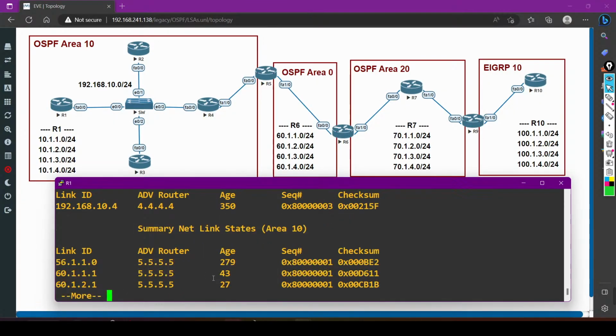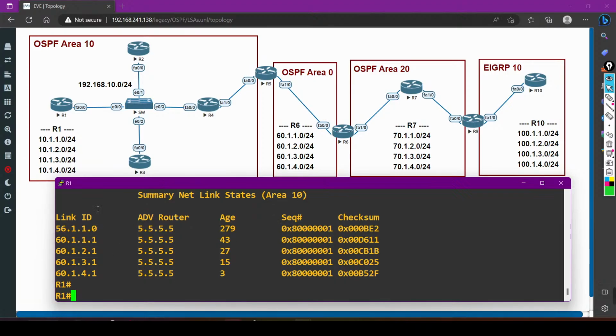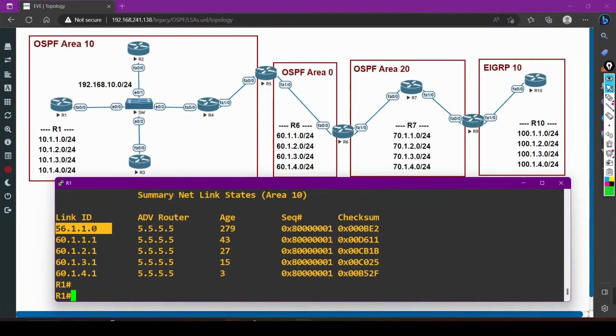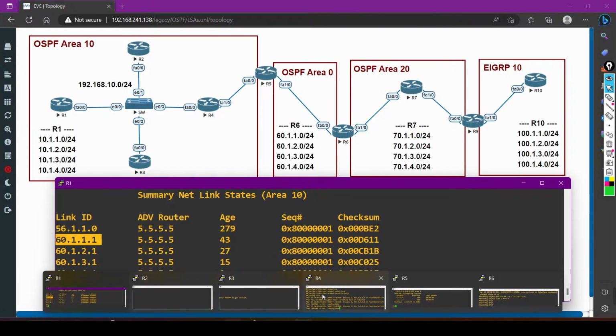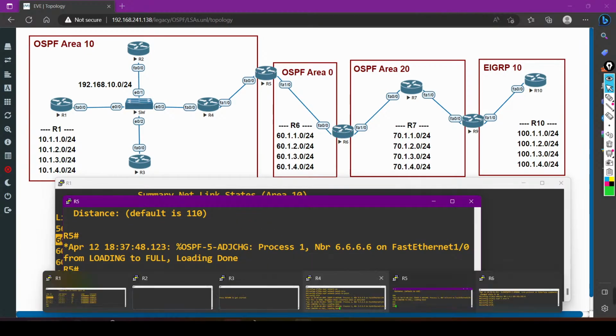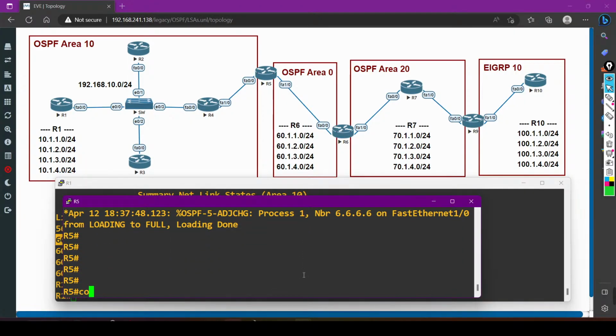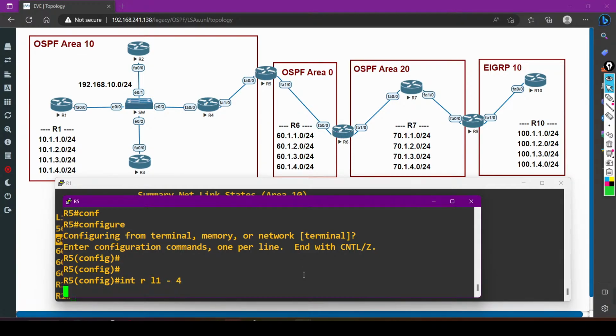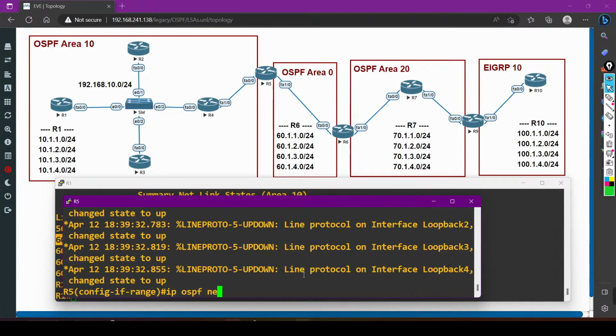Now on router number 1, if you check IP OSPF database, see in the summary LSA, how many links information are there? 60.1.1.0. Actually we have created loopbacks, so that's why it is installing just like an IP address. What I can do, I can change the network type on the loopback interface. Yes or no? So on router number 6, let me do that, because by default the network type on a loopback interface is what? Loopback.